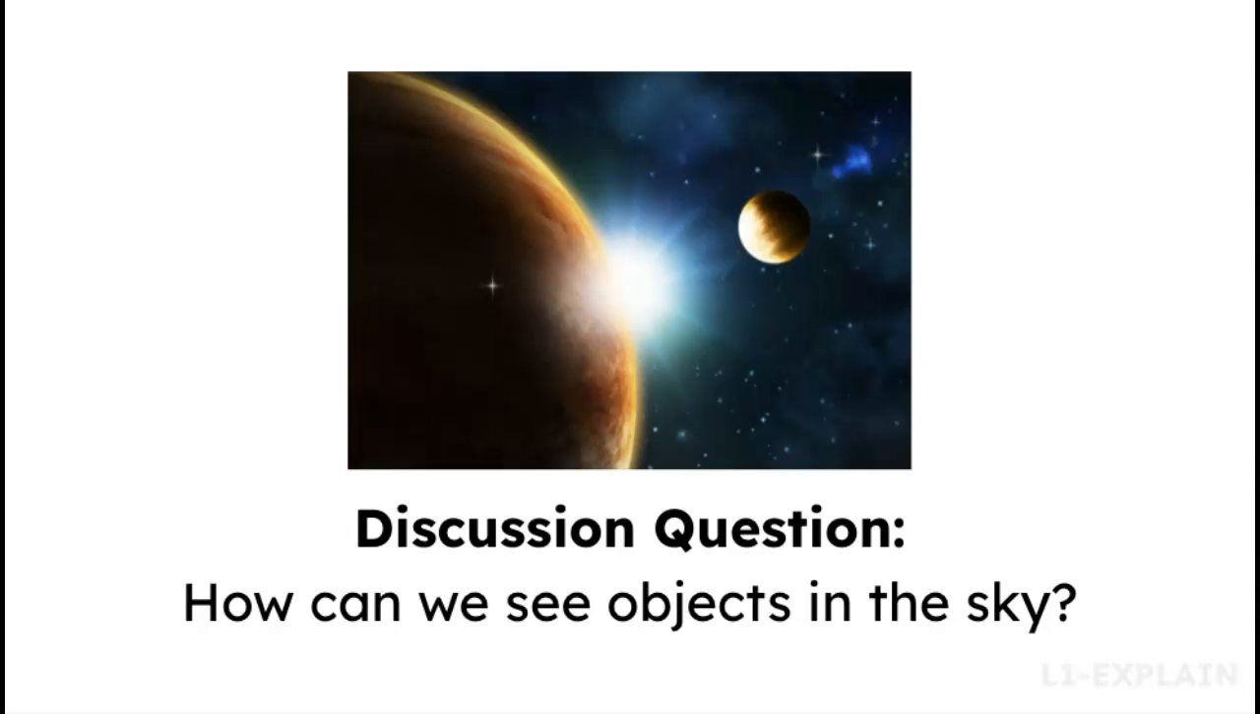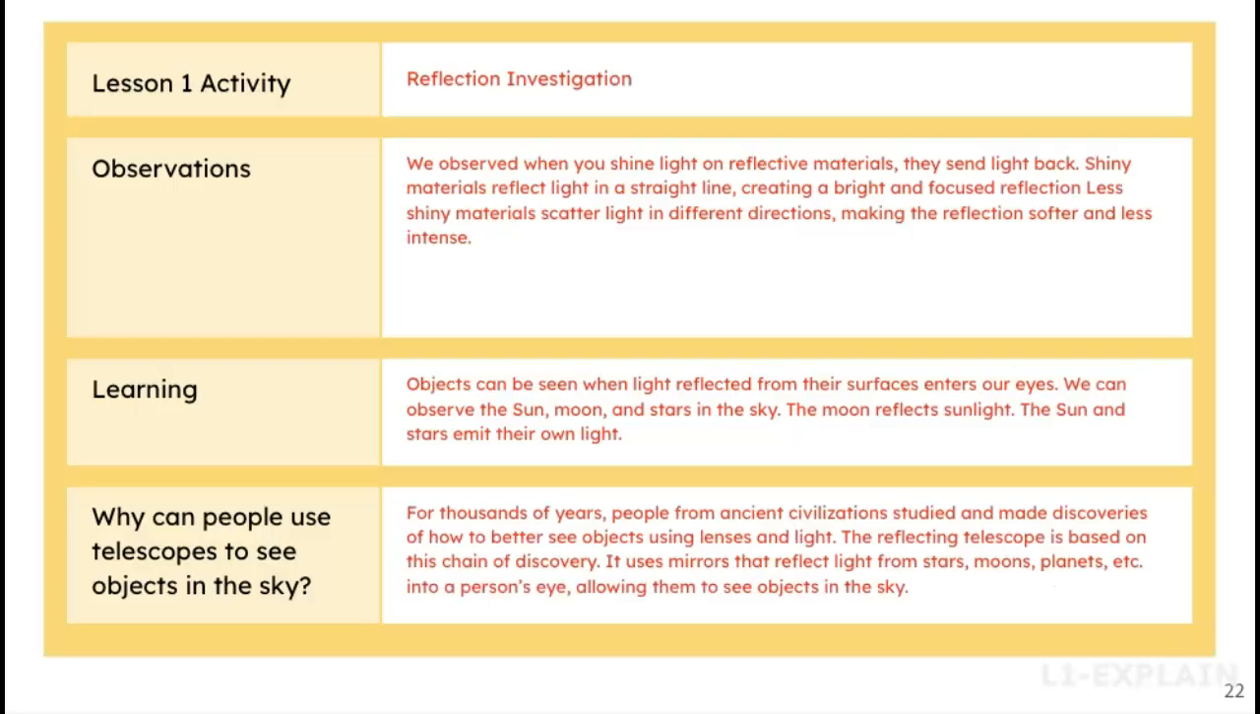In the Explain portion of the lesson, students will engage in a class discussion. You'll invite them to gather and analyze their observations around the reflection investigation. You'll use the provided questions to guide the discussion around how can we see objects in the sky. The goal of this class discussion is to have students explain how some objects in the sky reflect light and other objects emit light. You will use the discussion to create the Lesson 1 summary chart.